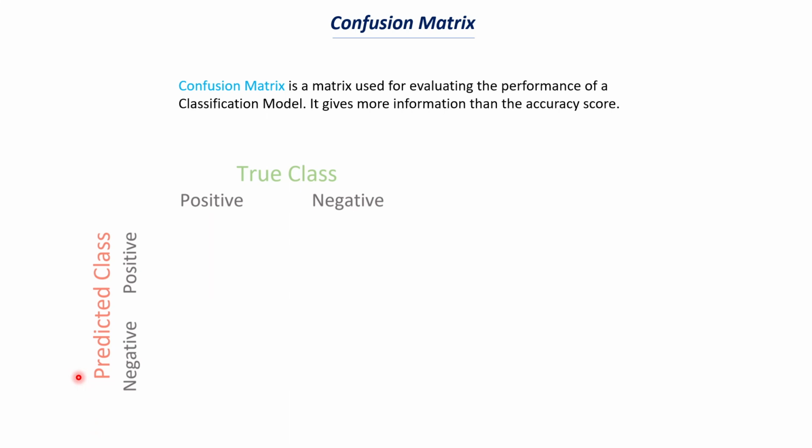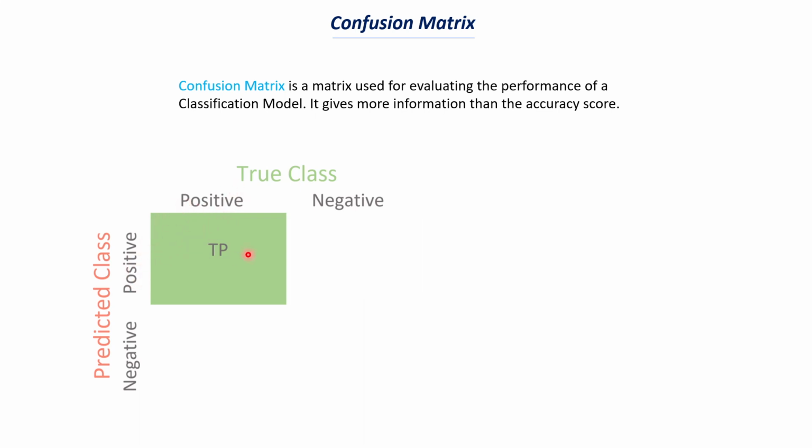So let's consider this. The first quadrant of this confusion matrix represents my true positive. What does true positive mean? The true class of the person is positive, that means a person actually has a COVID-19 infection, and the model also predicted correctly. So you have to see this label and this label. This is my true class and this is my predicted class. So both these things match, right?